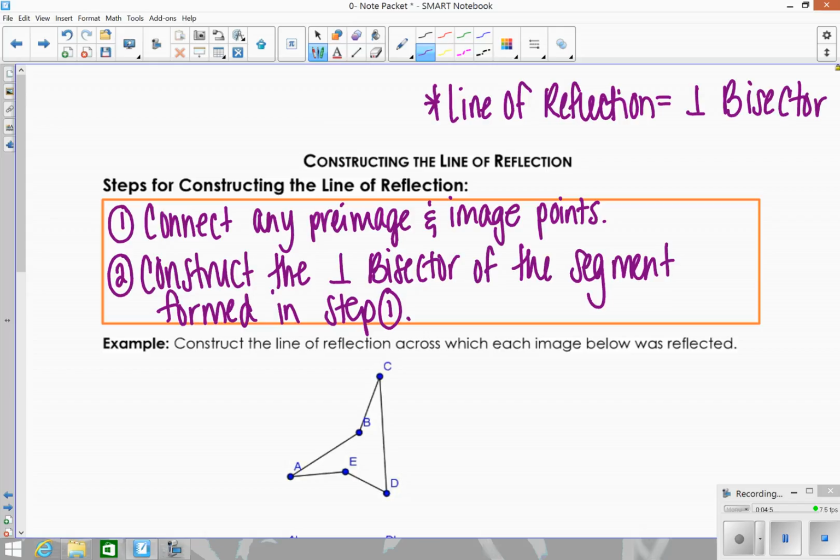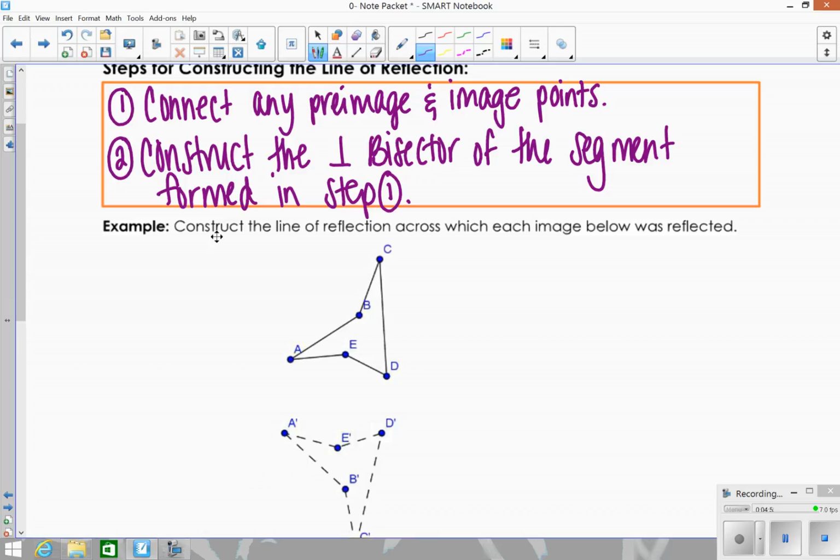If we look at this example, if I want to construct the line of reflection, construct means using a compass and a straight edge. The first thing I want to do is connect any pre-image point to its image. If I pick A, I connect it to A prime. If I pick E, I connect it to E prime. You can pick whatever set of points you want. Let's say I pick E and E prime, so I'm going to take my straight edge and connect that. This is a segment that doesn't really exist for the reflection. We just think of this segment so that when we talk about the perpendicular bisector, it's the perpendicular bisector of this segment. It doesn't have anything to do with the two figures.